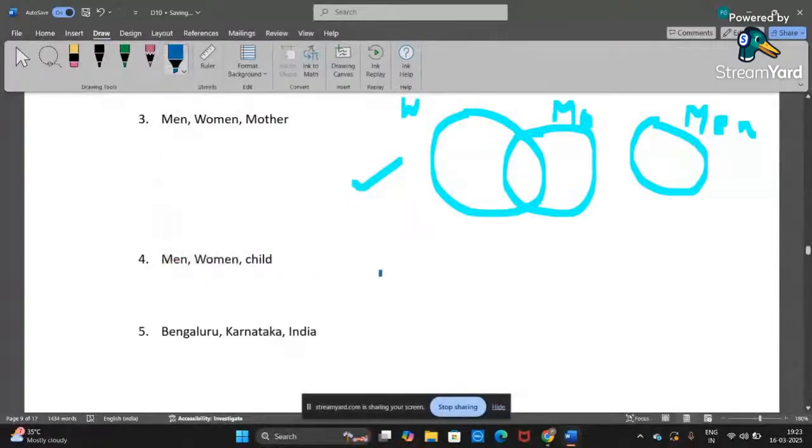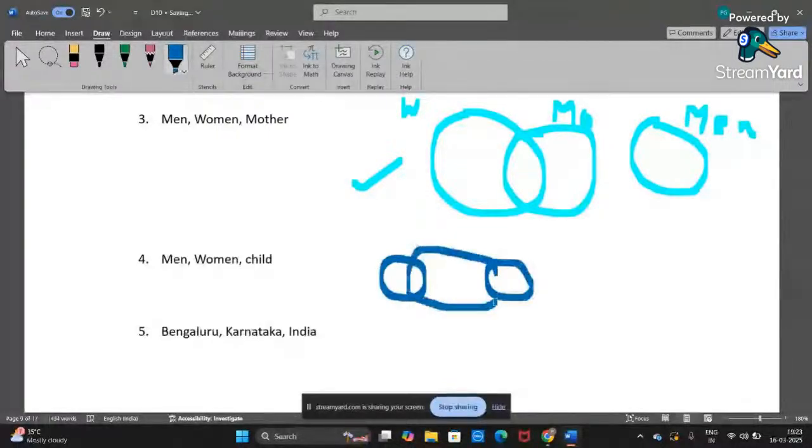Men, women, and child. So men here, women here, child. A child can be a boy or a girl. That means it can be women or men. This is the Venn diagram. This is man, this is women, and this is the child. We don't know, it can be men or women. It can be boy or girl, right? So this will be the option.